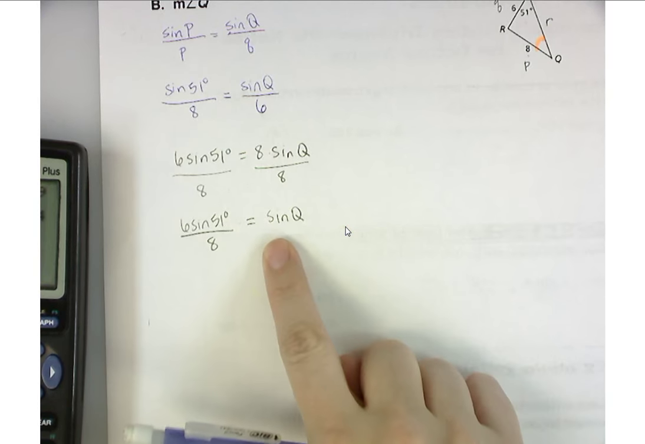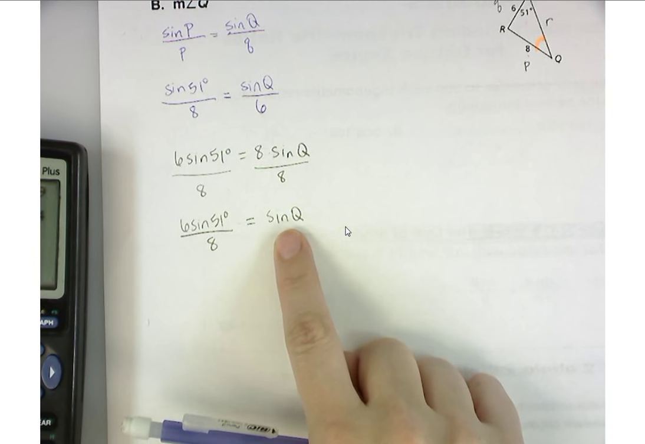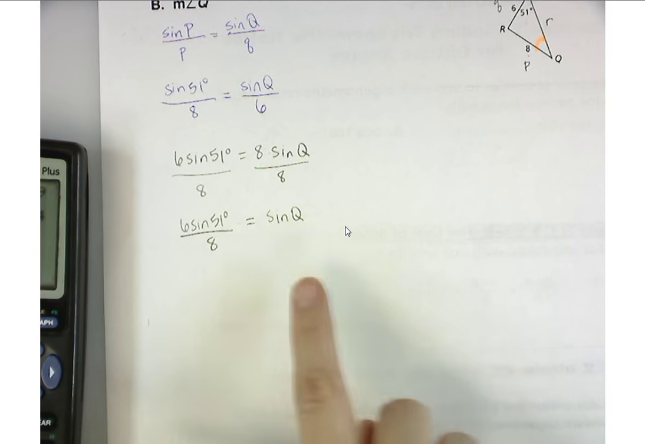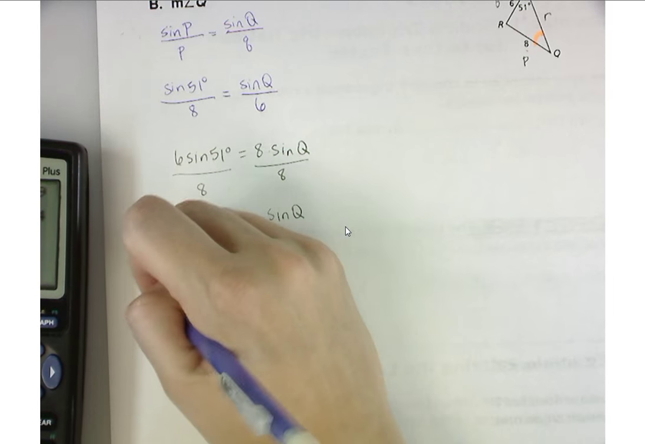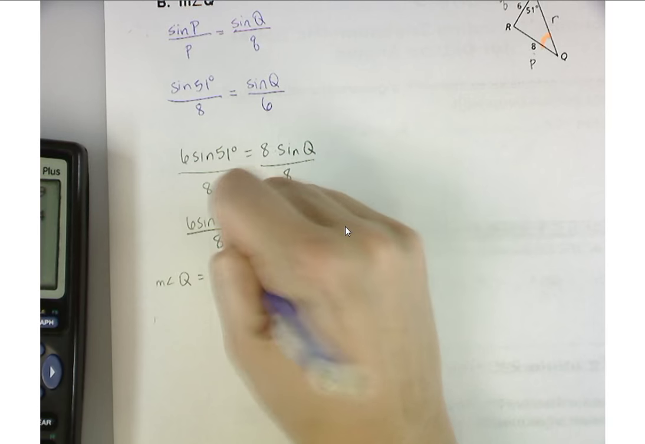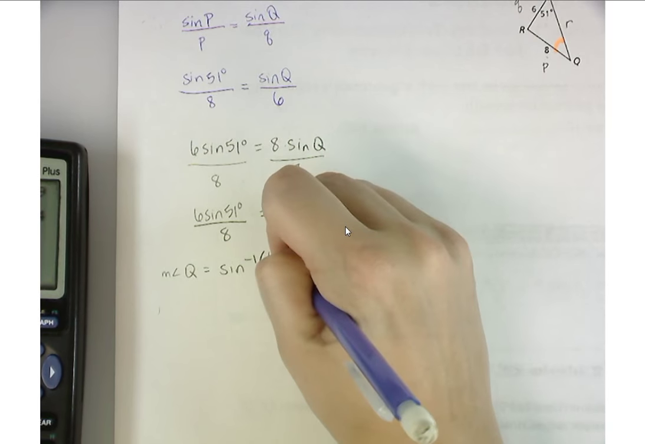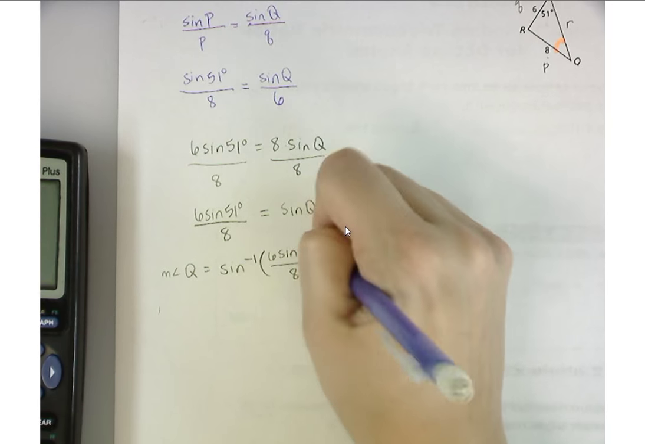Now what you don't want to do here is divide by sine. Okay, you can't separate that. When you want to find an angle, what do you have to use? Yes, you have to use the inverse. Okay, so then what we can do to find the measure of angle Q, that's going to equal the sine inverse of 6 times the sine of 51 degrees divided by 8.